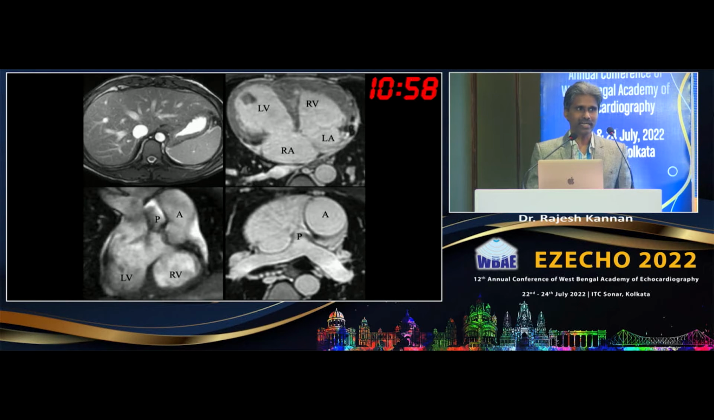When you are coming to the cardiac side, the IVC and the SVC are draining into the right atrium, and the left atrium looks normal. Whereas when you are coming to the ventricular loop, it is an L loop, where the morphological right ventricle is on the left side as compared to the LV.